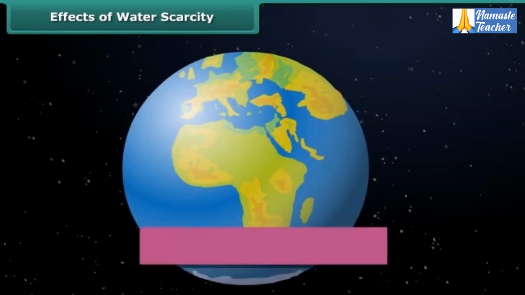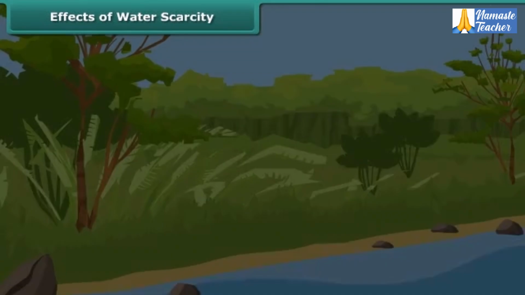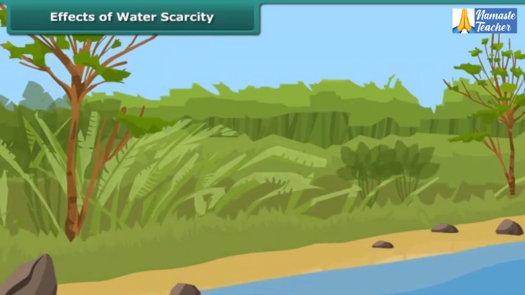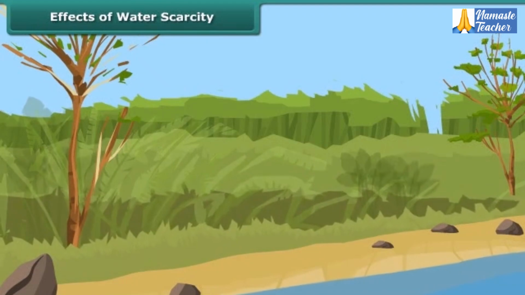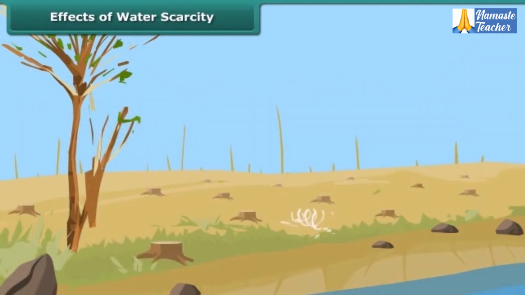Thus, the scarcity of water will wipe out the green carpet from the earth's surface, resulting in less rainfall and also reduced oxygen supply. Loss of plants and trees also means loss of food. Thus, prolonged scarcity of water will make survival of every life form impossible on Earth.